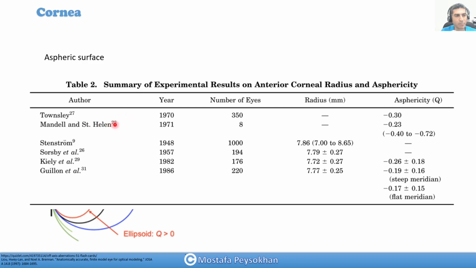You can see, for example, for this paper, the authors in 1970 collected data for a lot of patients. You can see for 350, this one is 8, it's not that many, 1,000 patients, 176, 220. But after getting the average of all those patients, those numbers are pretty close. So it looks like we have a good set of data for that radius. And for asphericity also, those numbers are pretty close, but not like the radii of curvature.